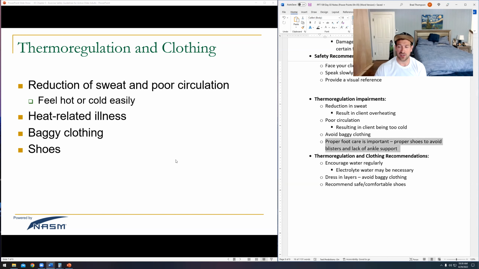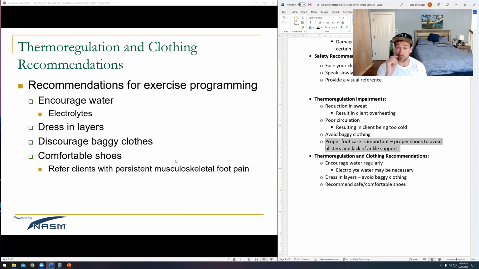Also, make sure your client is wearing proper comfortable shoes. Again, we talked about poor circulation with diabetic clients. We don't want to get a blister, right? So proper socks, proper shoes, foot care is very important. And then also ankle support if they need it. I think that one's less important, but obviously it's a priority depending on who it is.